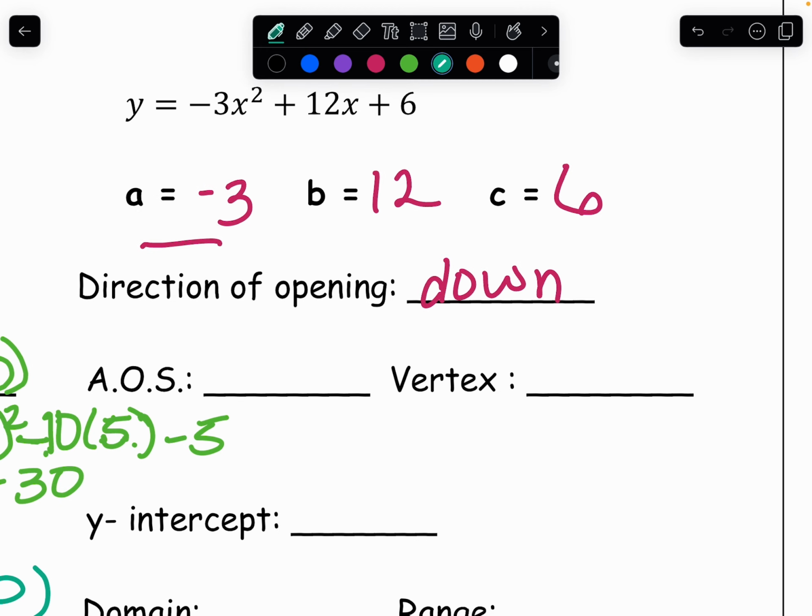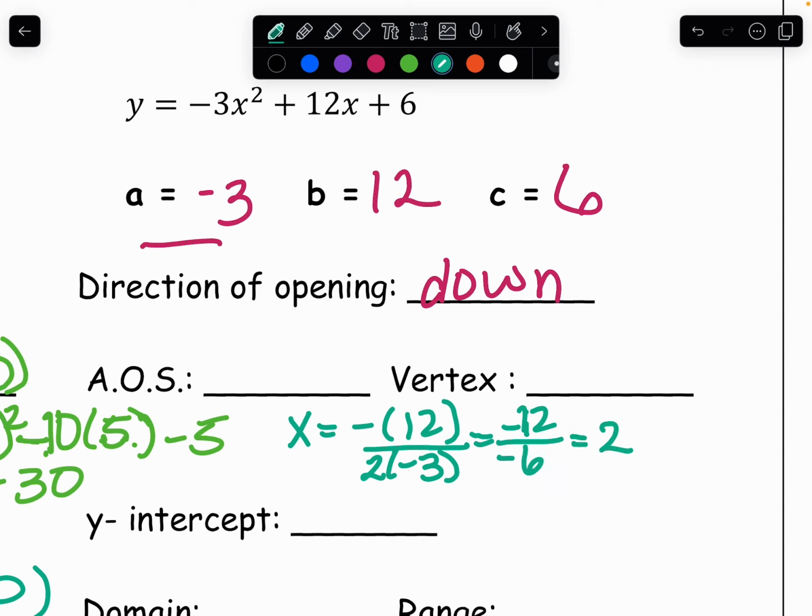Okay, so here we go. Axis of symmetry, x equals negative b over 2a. So we get negative 12 over negative 6, which gives us positive 2. So we get x equals 2. Now we're going to find our vertex. So we're going to do f of 2.